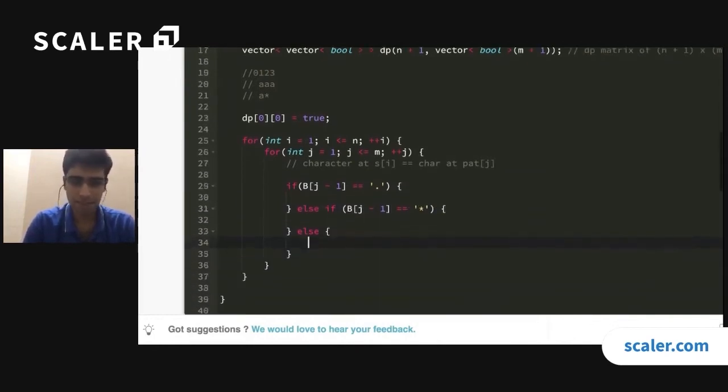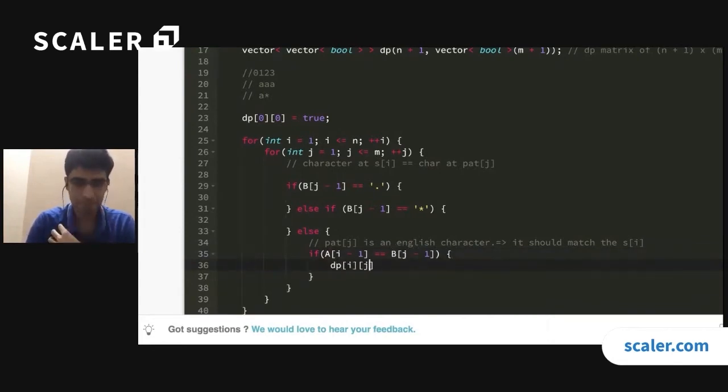Else, in this case, pattern j is a character, an English alphabet. So that means it should match the string, right? It should directly match the character in the string at the ith index, right? Okay. So that means I can say that if string i minus 1 is equal to pattern j minus 1, then only I can say dp i j is equal to true.